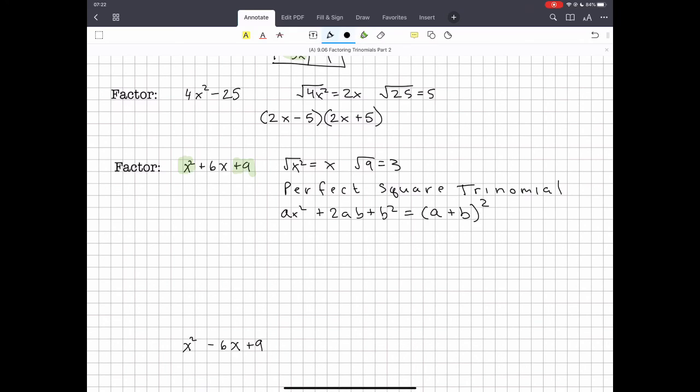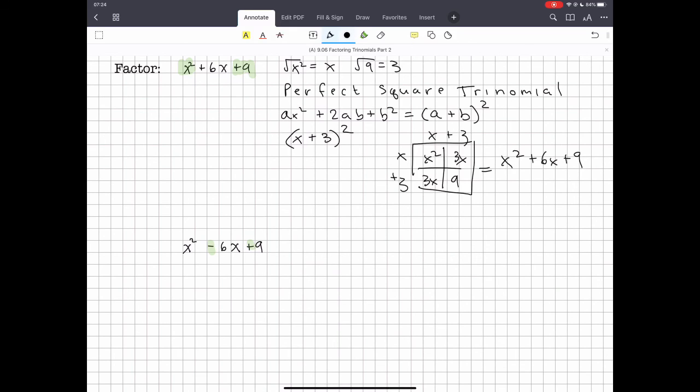Well, we know that the square root of a squared is x. We know the square root of b squared in this case is 3. So this is going to be x plus 3 squared. And we can test this out. If you're ever unsure, test it out. X squared, 3x, 3x, 9, x squared plus 6x plus 9.